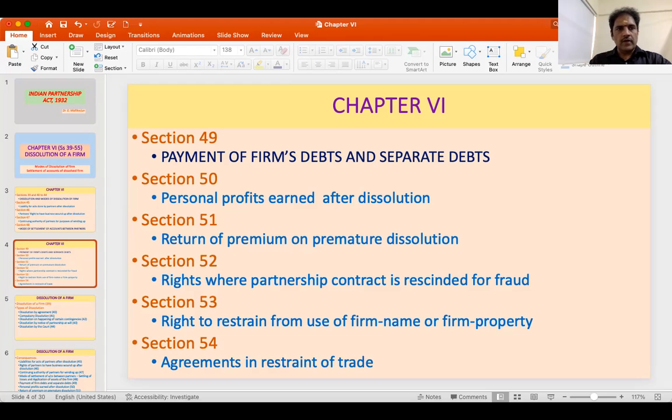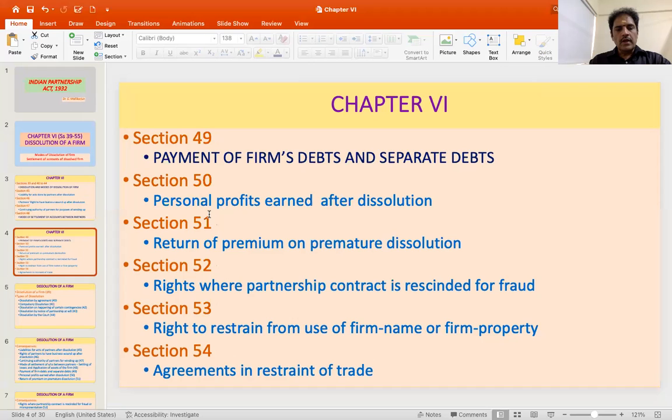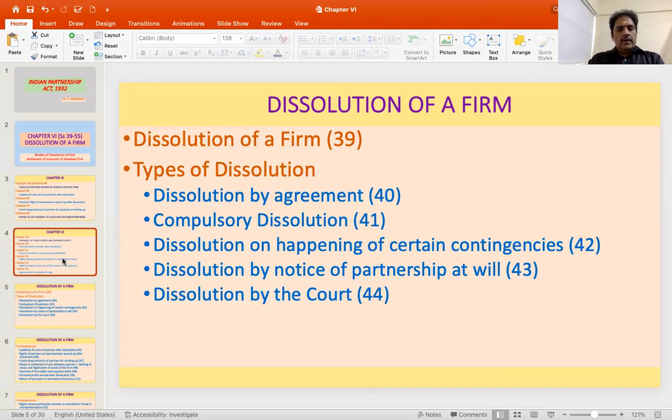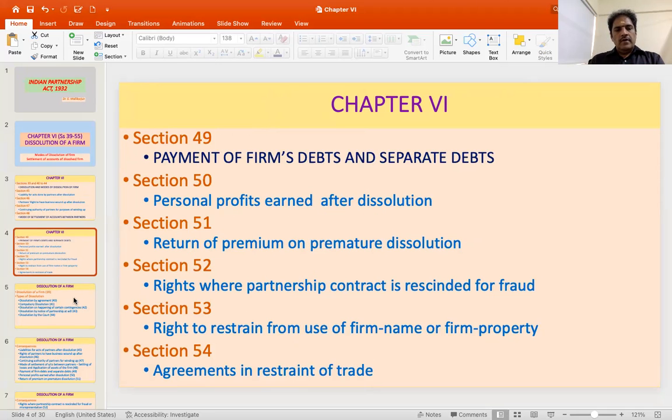Then section 53 talks about the right to restrain from use of firm name and property. Then section 54 talks about agreements in restraint of trade. So these are the various sections.